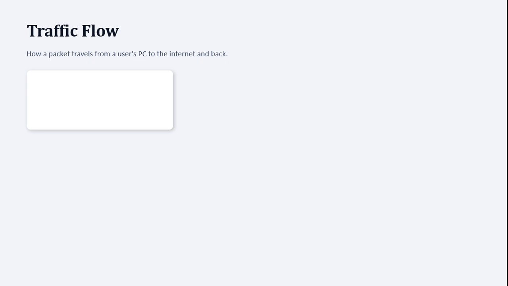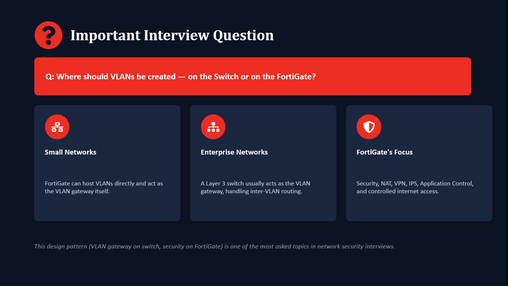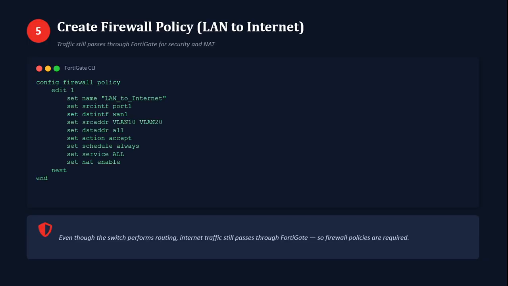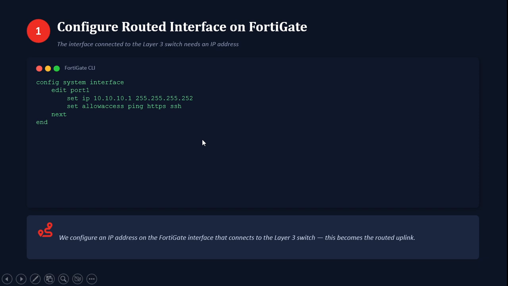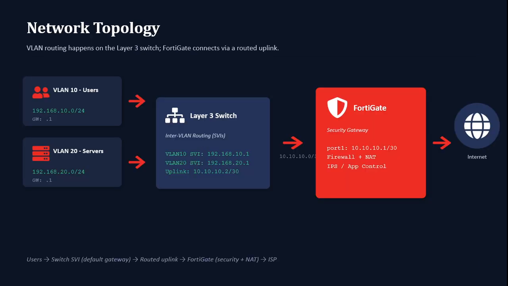here is how a packet travels from a user's PC to the internet. The PC sends traffic to the gateway, that is 192.168.10.1. Then the layer 3 switch receives the packet and forwards internet-bound traffic to the FortiGate. The FortiGate applies security policy and NAT, then the traffic goes to the ISP. The return traffic flow will be the same.